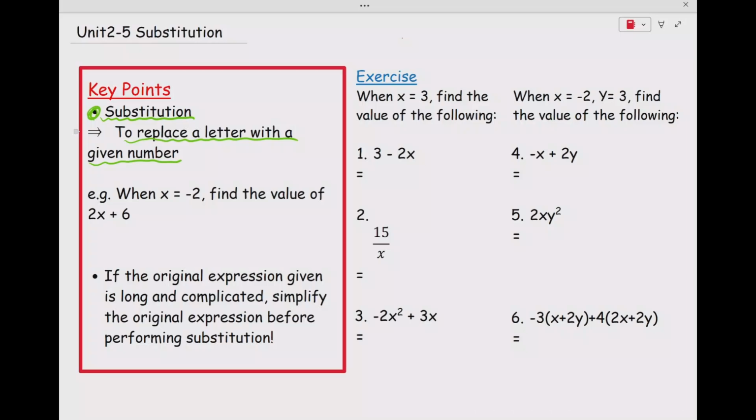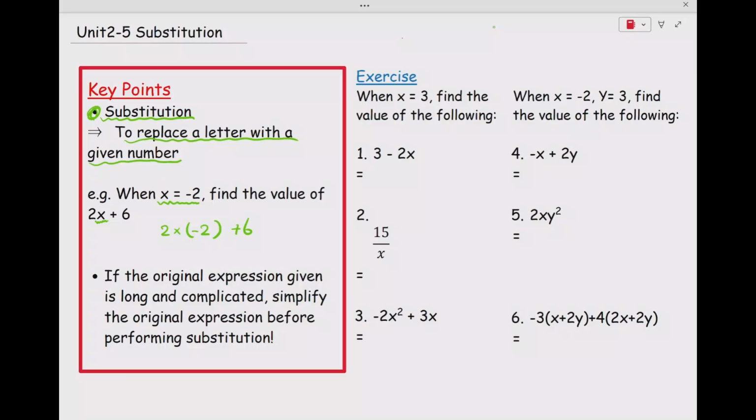Let's take a look. For example, find the value of the following expression when x equals minus 2. 2x plus 6. First, x equals minus 2 is given, meaning that the letter x in the expression 2x plus 6 is replaced by minus 2. So, replacing x in the original expression with minus 2 gives 2 times minus 2 plus 6.